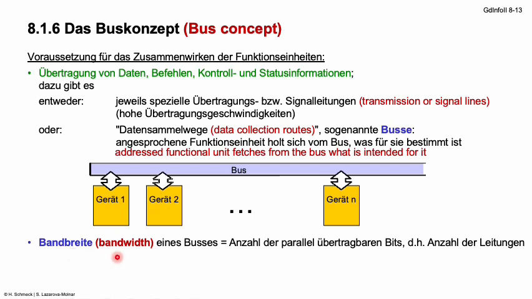So the bandwidth of a bus, so it can have different bandwidths or different speeds, is determined by the number of parallelly transmissible bits, or basically the number of lines or wires that it contains.